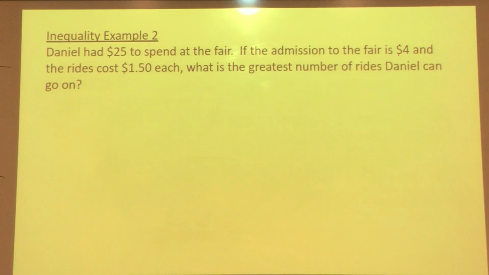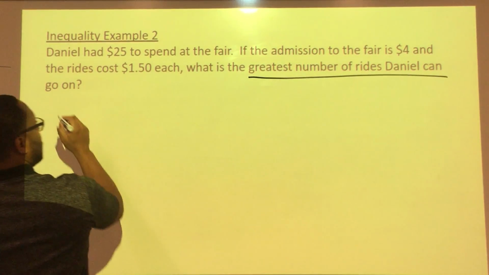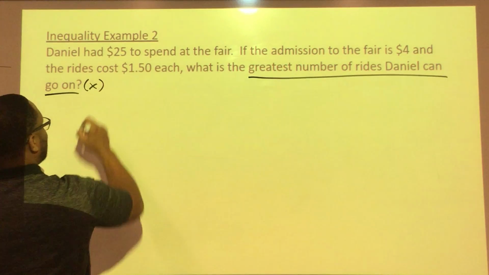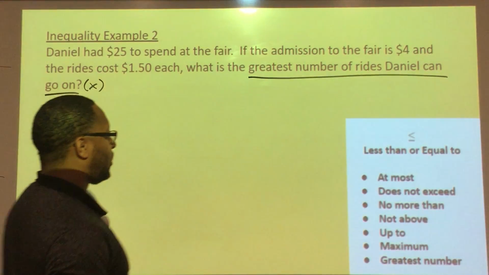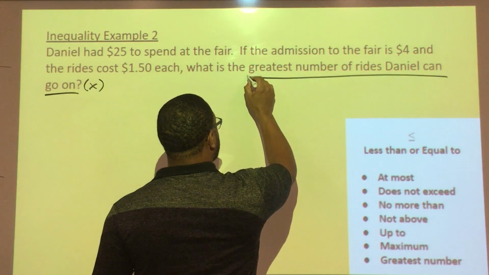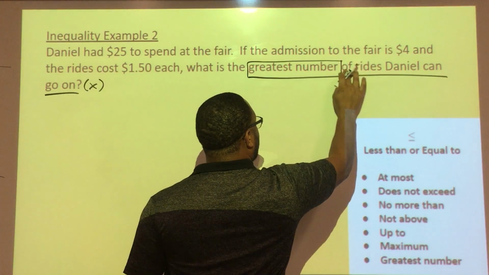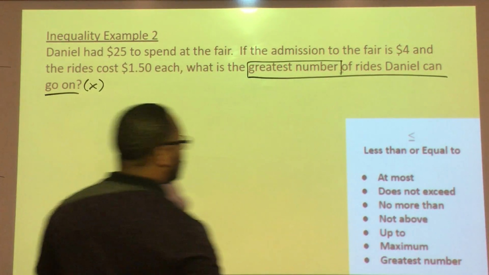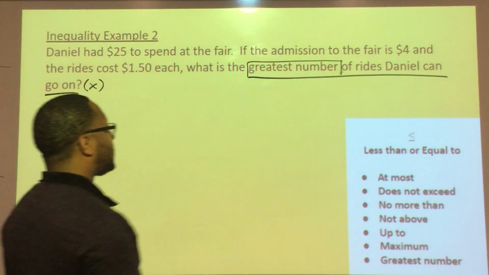Well, if I look at this problem, the greatest number of rides that Daniel can go on, that is what X represents. The greatest number of rides Daniel can go on. That's the unknown piece. That's what I'm trying to figure out. Now I know that this is an inequality because of that phrase, greatest number. And if I look here, the greatest number is right there. So that's how I know that I'm going to use the less than or equal to inequality sign.